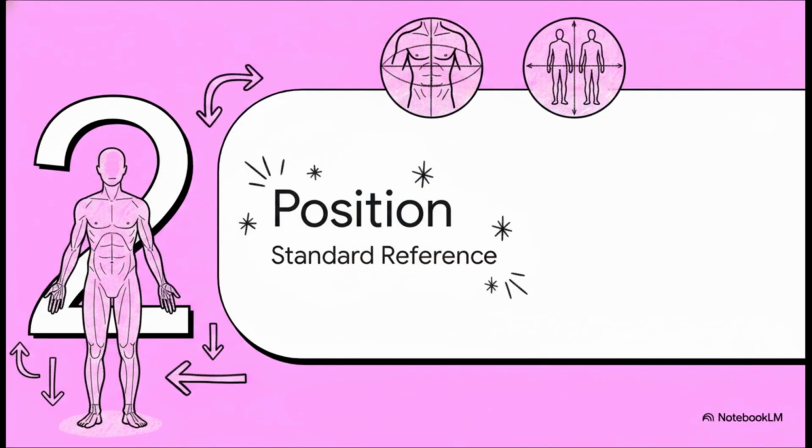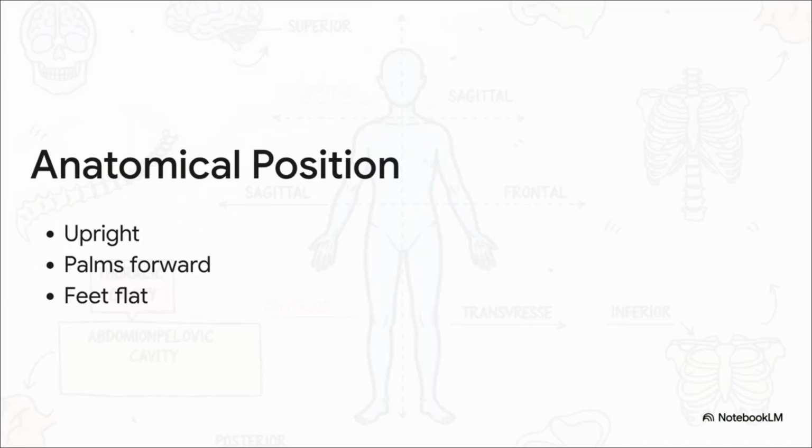Moving right along to Section 2, Position. Listen up, because this is arguably the most crucial, non-negotiable rule in all of medicine, the standard anatomical position. This is where a lot of students trip up early on, so pay close attention. It's a standard reference position, and it's standard because you literally do not have a choice. You have to memorize this exact posture. Whenever you discuss anatomy anywhere in the world, medical professionals picture this exact stance.